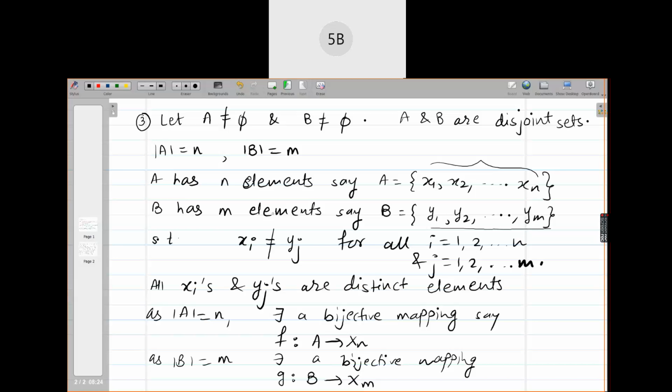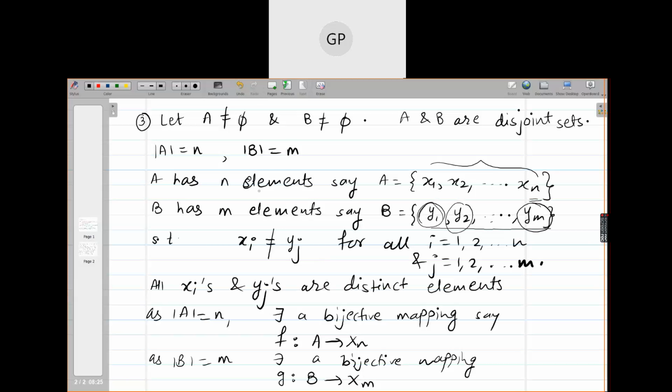Now see what I'm going to do. I'm keeping these elements of A as x1, x2, up to xn, but I will rename the elements of B as xn plus 1, xn plus 2, meaning the next numbers. Because all of them are distinct, I will rename these numbers xn plus 1, xn plus 2, up to xn plus m. Okay.